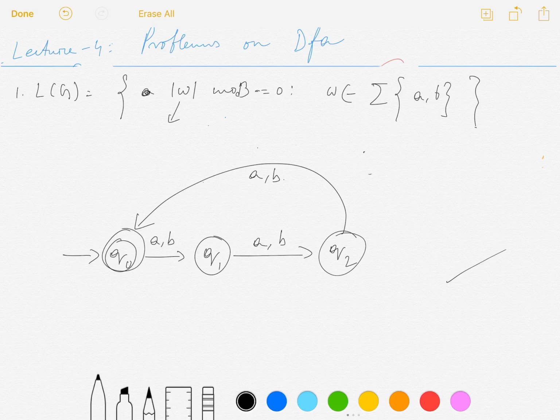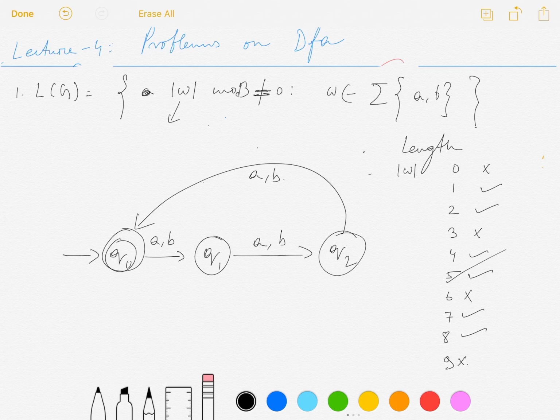Now, if mod omega mod 3 is not equal to 0, in that case what should its DFA be? If I consider only the length of omega, if it is 0, it will not be accepted. If the length is 1, it will be accepted. If the length is 2, it will be accepted. If the length is 3, it will not be accepted. If the length is 4, it will be accepted. Length 5, it will be accepted. Length 6, it will not be accepted. Length 7, it will be accepted. Length 8, it will be accepted. Length 9, it will not be accepted. So, except integral multiples of 3, all other strings will be accepted.